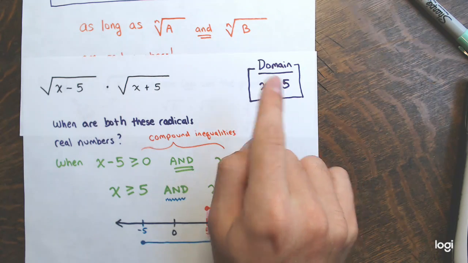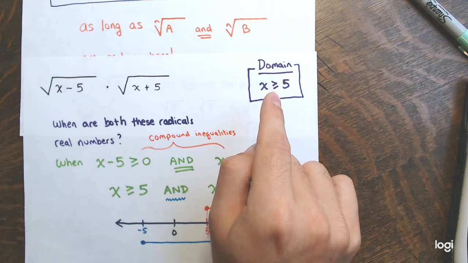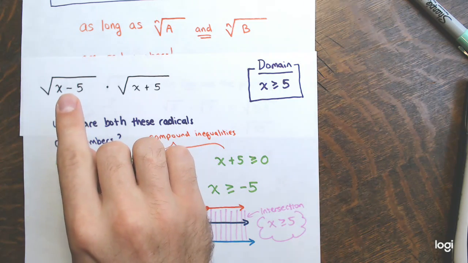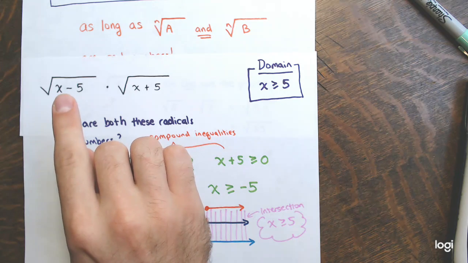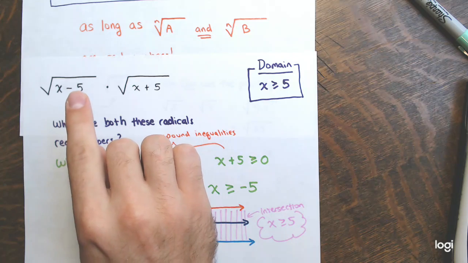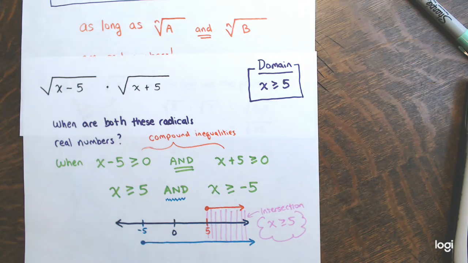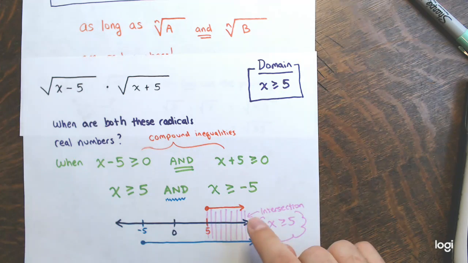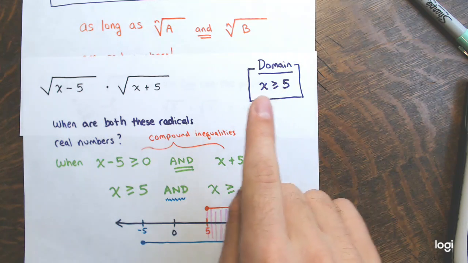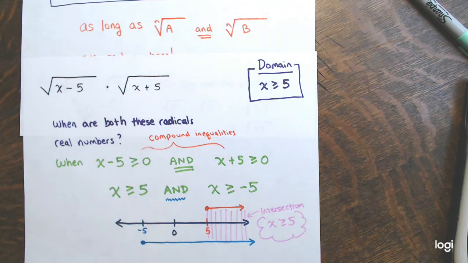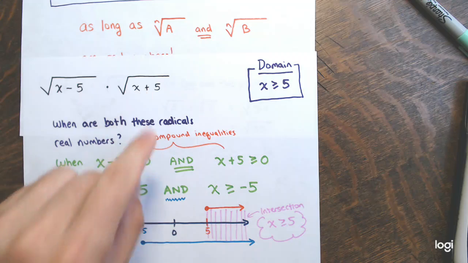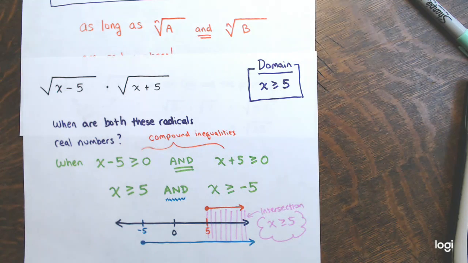But if you plug in a number less than 5, like say 4, you see how the first one will be a non-real number. If I plugged in 4 for x, you'd have the square root of 4 minus 5, which is the square root of negative 1, the square root of a negative. That is not real. So only the numbers 5 or greater, I'm seeing down here in my picture, are allowed to be plugged in and actually give me real numbers for these radicals.